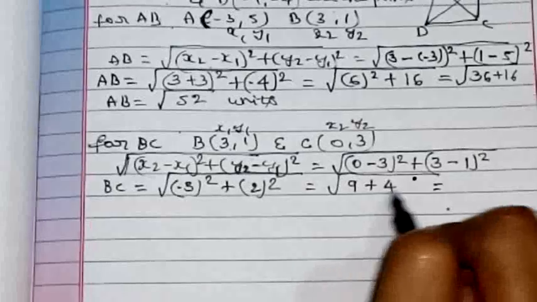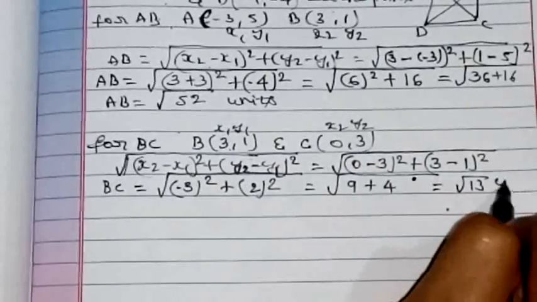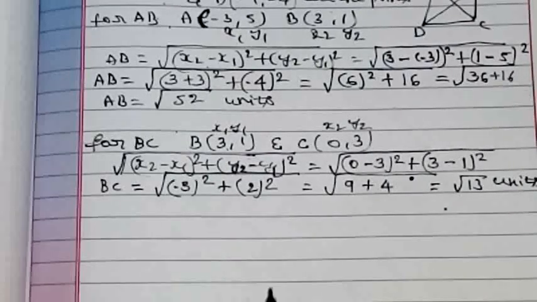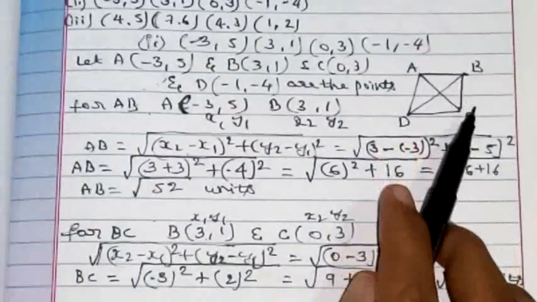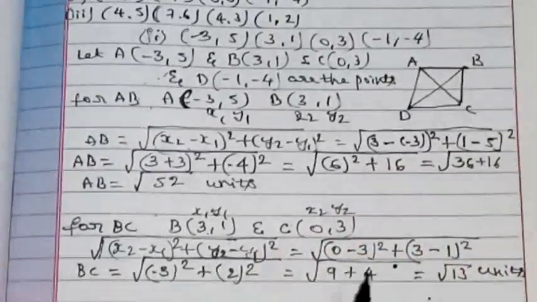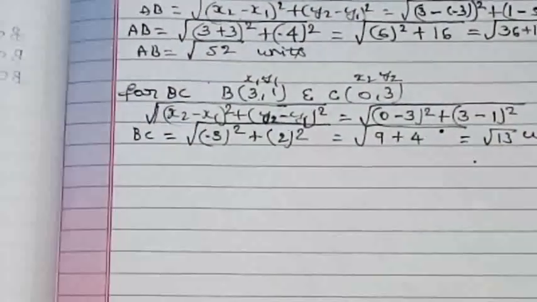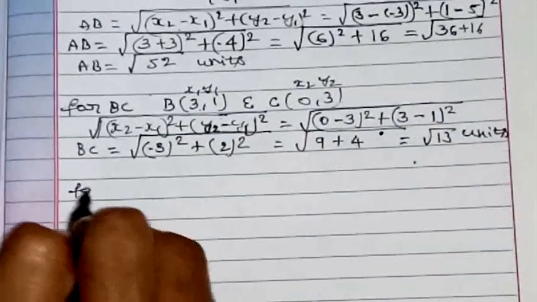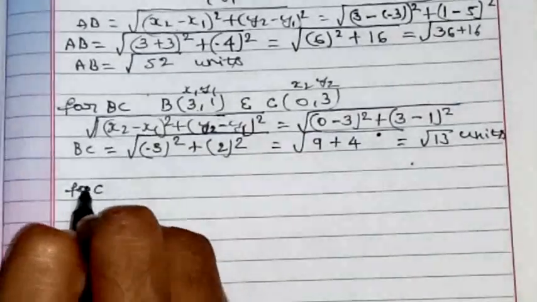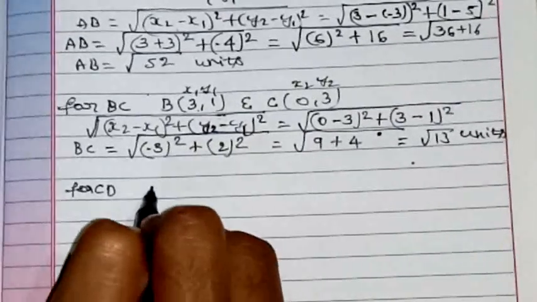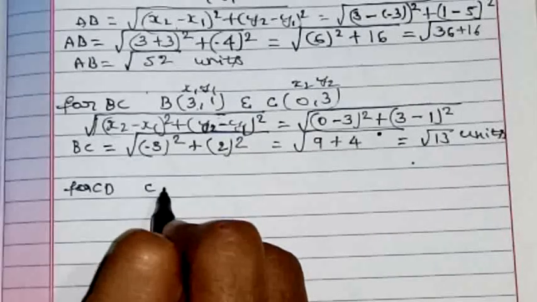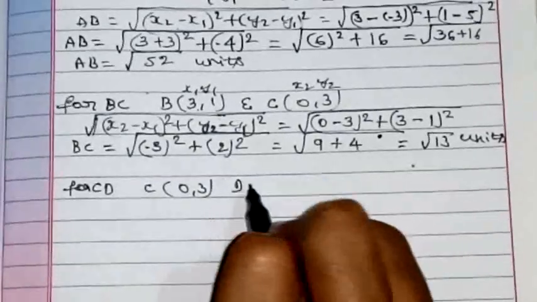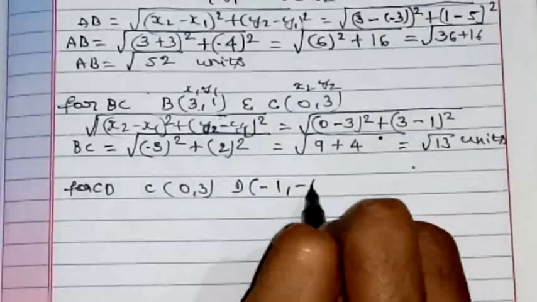So therefore the answer is root 13 units, right children? So now you have found the distance between B to C. Now find the distance between C to D, right? So now for CD, what are the coordinate points? C of 0 comma 3 and D of minus 1 comma minus 4.